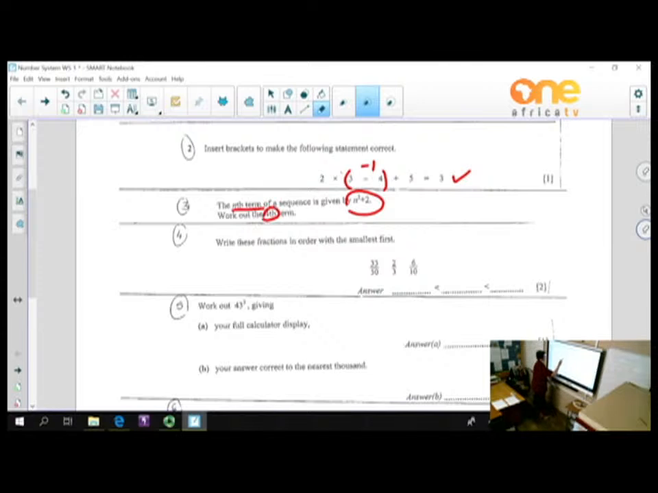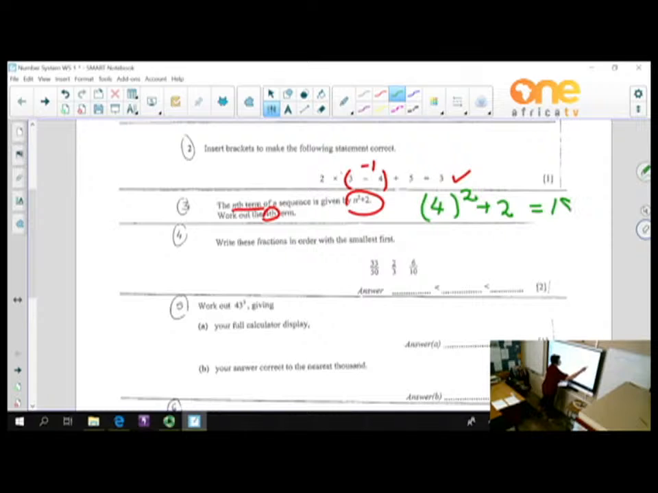And now they want the 4th one, so all that we're going to do is to substitute. So 4, it's important that you always substitute in brackets, (4) squared plus 2, and the answer is then 18. Use your calculators. So on our calculators, we use brackets, 4, close the bracket, squared, plus 2 is equal to. Make sure that you know how to use your calculators.